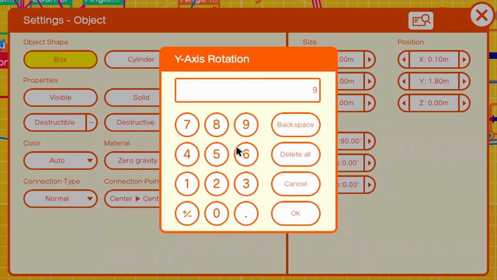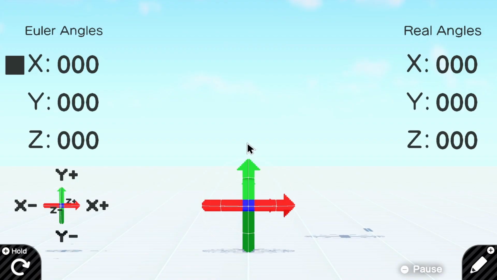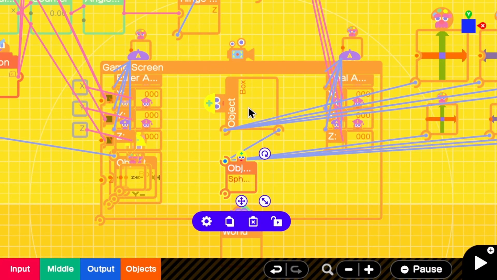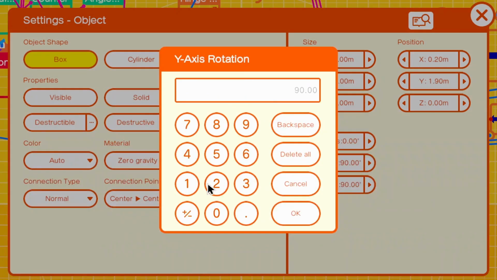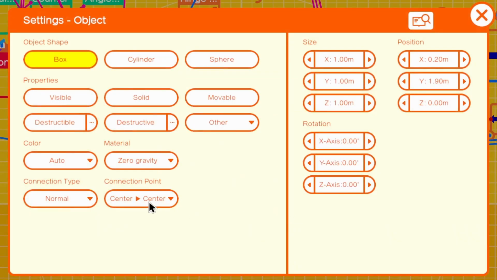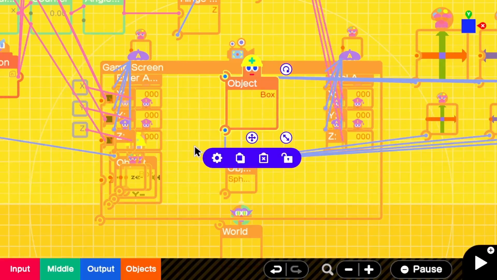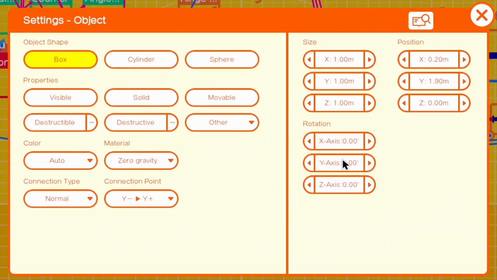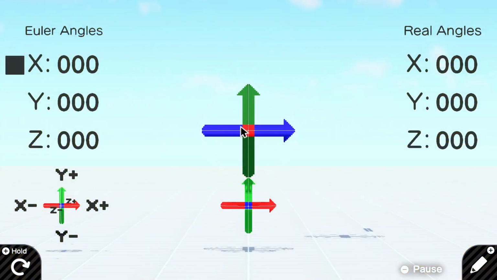So regardless if I change all of these to a different value, whatever rotation that the bottom object has, this object will copy that rotation. Something interesting happens when your connection point is not center to center. So let's say we set it to y minus to y plus. See here, y minus is connected to the y plus of the bottom object. We can try setting our y-axis to 90 degrees, and you'll see that the object actually rotates.